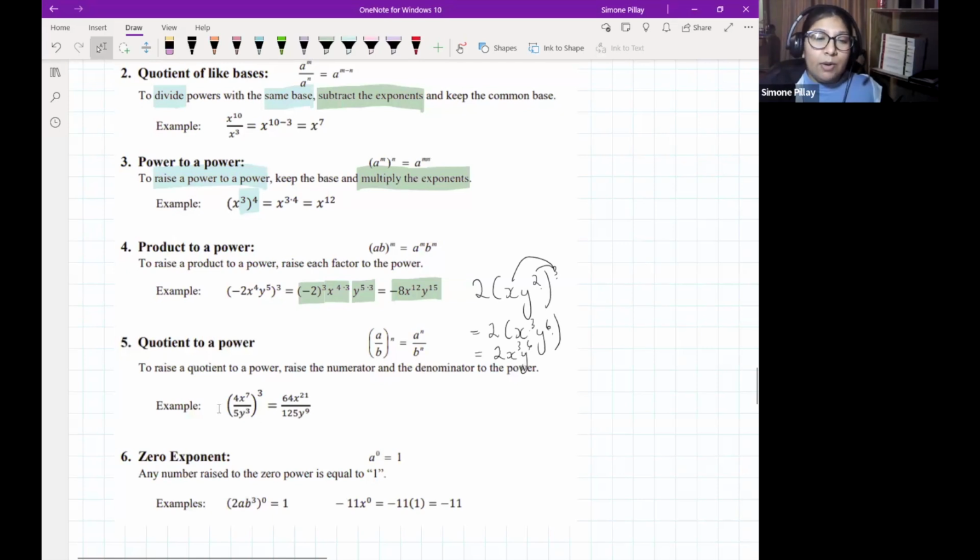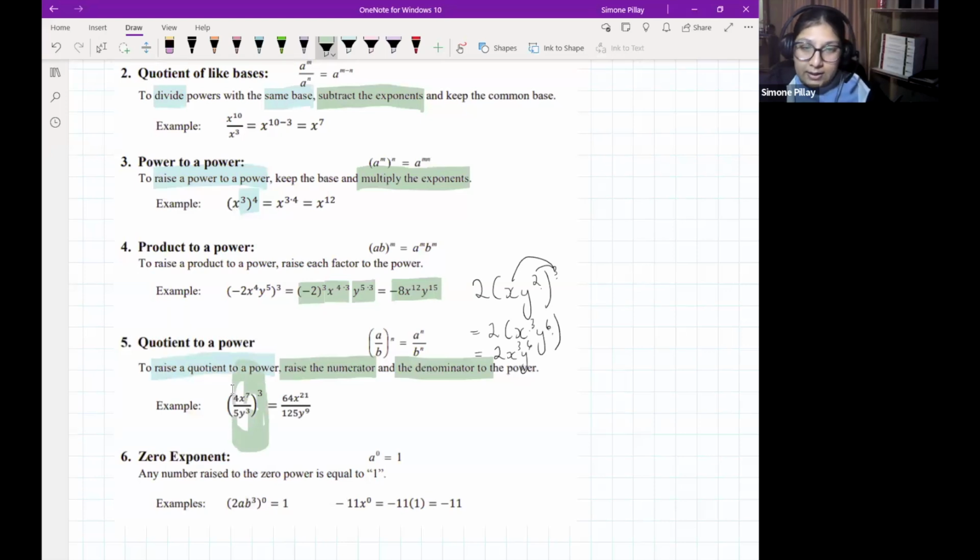Second last rule, we have raising a quotient to a power. A quotient is just a fraction. Remember, quotient means division, and we know fractions mean division. What is my rule? My rule says when I raise a quotient to a power, I raise the numerator and the denominator to the power. So you'll take the 3, multiply it into the 7, and multiply it into the 3. But also not just those exponents, also multiply it into the 4 and the 5.